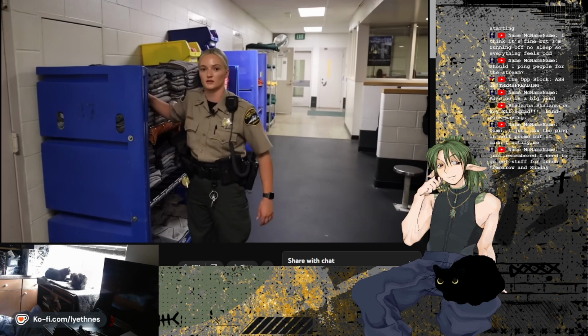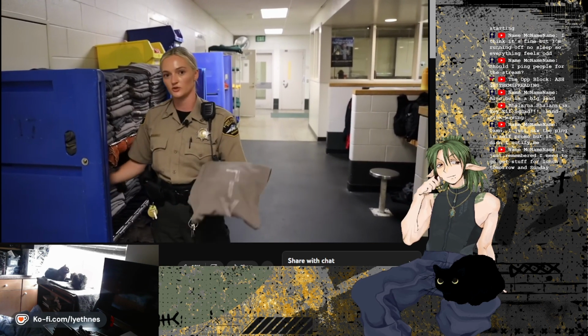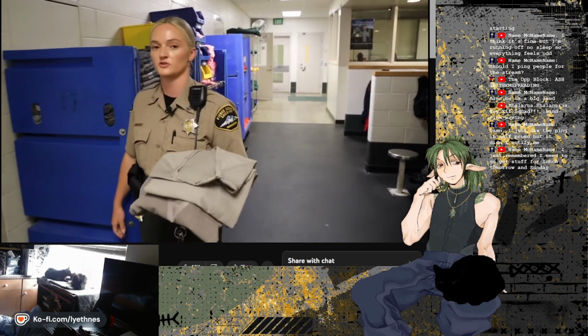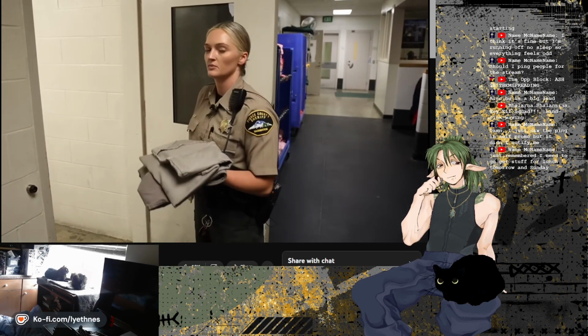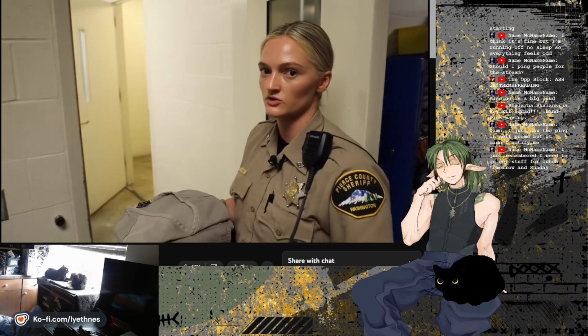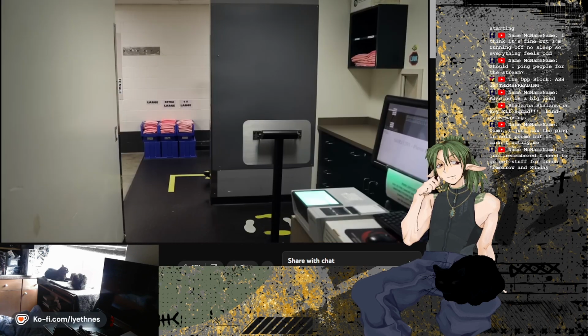Once individuals have been cleared from the scanner, they're placed in a jail uniform. They take off all their personal clothes and put on the jail uniform. Right here in this dress-out room, some individuals do require a strip search based on their charges.